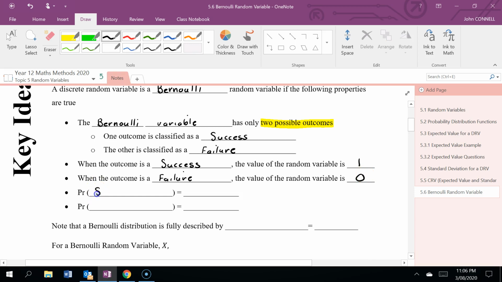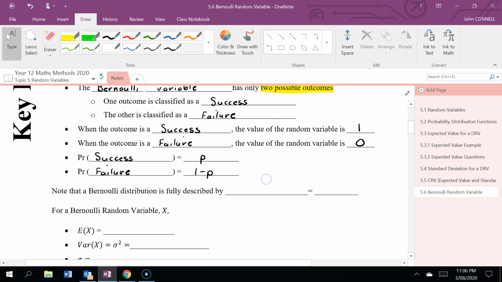Now the probability of success we call P, and since there are only two outcomes, the probability of failure must be 1 take P. It's got to be the rest of the probability. So a Bernoulli random variable is fully described by the probability of success, which is equal to P.